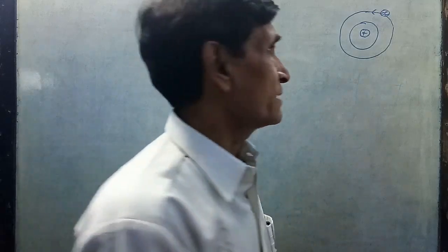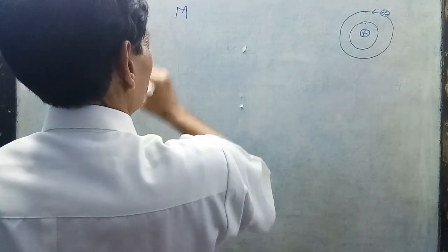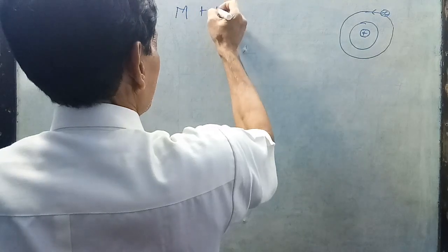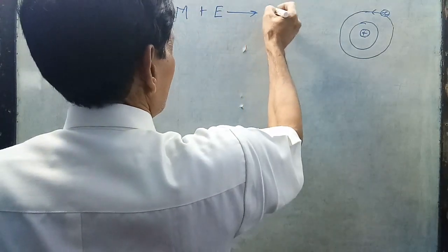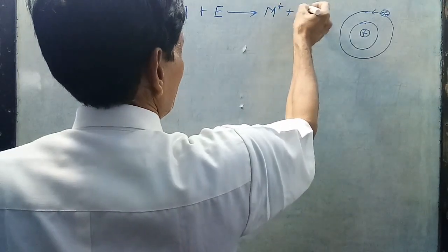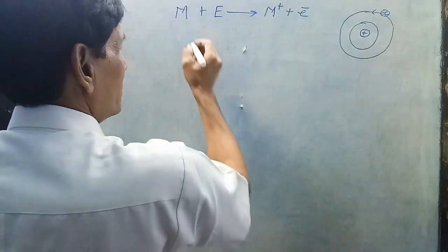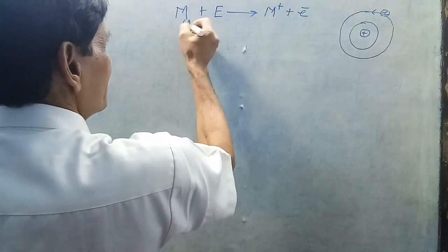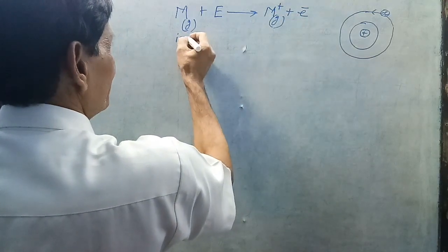You can represent this by the equation also. Suppose M is a metal and E is the ionization energy. Then its ion M plus is formed after the removal of electron. M is a gaseous atom, isolated atom.